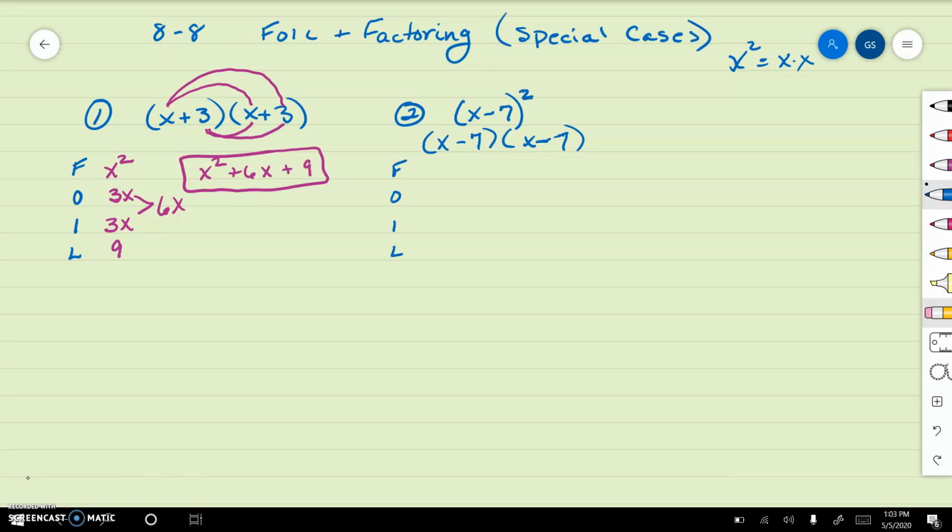F-O-I-L. All right, here we go. X times x, x squared. X times negative 7, negative 7x. Negative 7 times x is negative 7x. And negative times a negative is a positive. 7 times 7 is 49. Okay, we take those, we combine like terms. So negative 7x and negative 7x is negative 14x. So our answer is going to be x squared minus 14x plus 49.